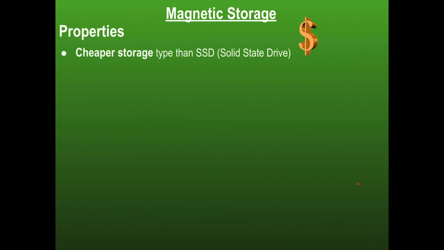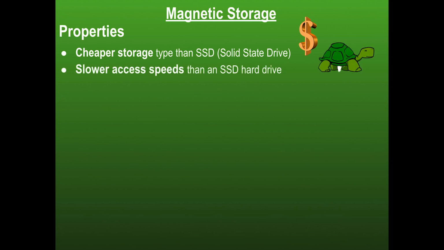So what are the properties of a HDD? Well, one of the main reasons that people might use a HDD is because it is much cheaper than the solid state drive, which we'll talk about a little bit after. Now, it does have slower access speeds than the solid state drive because it has movable parts. The disk has to spin, the read-write head has to get to that specific location.